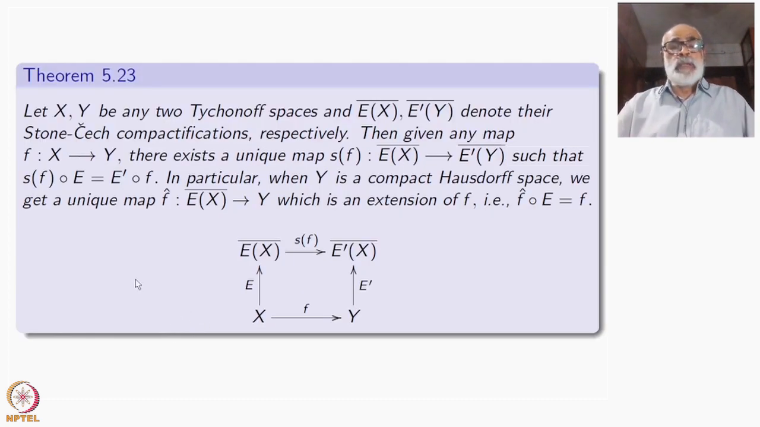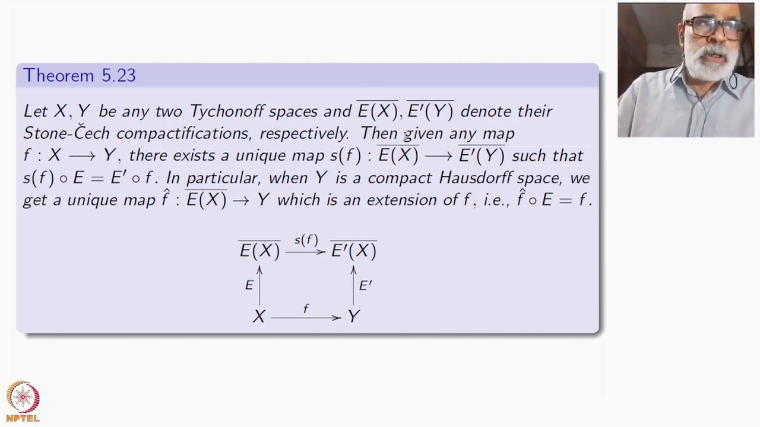Okay, now I am making this statement about theorem 5.23. X and Y are any two Tikhonov spaces. E X bar and E Y bar, I will denote our standard Stone-Cech compactification in our notation. But just to be careful, I am taking E prime bar here, so that there is no confusion. How can they be the same maps? They are after all not the same maps. The domain of E is X here, the domain of E prime is Y here. So, I don't want to use the same notation here, that's all.